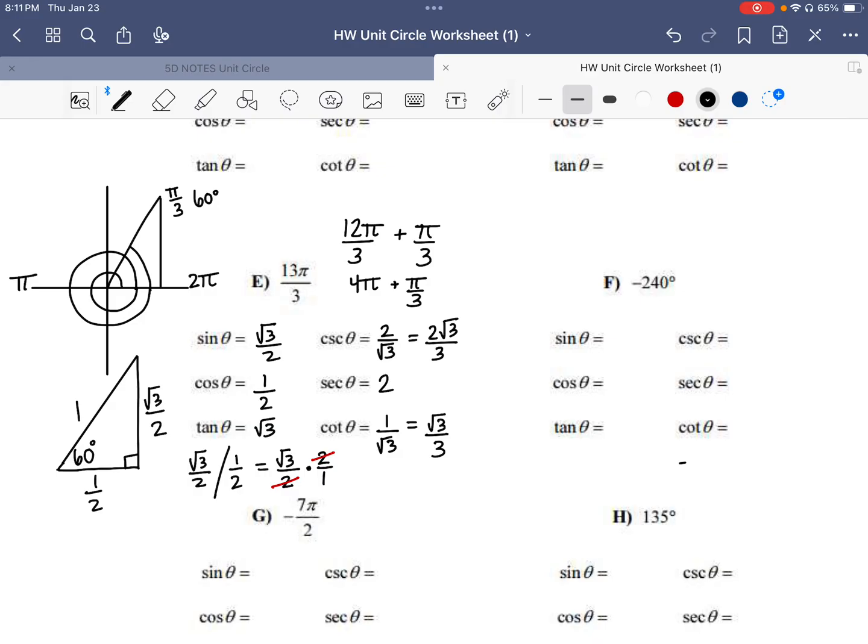Okay, what if we have a negative angle? How would I find the sine, cosine, and tangent, again, by hand, without using a calculator? The whole point of this is for you to, when you type this in a calculator and it spits out this decimal, wonder where does that even come from? Well, it comes from using the unit circle. So let's sketch negative 240 degrees.